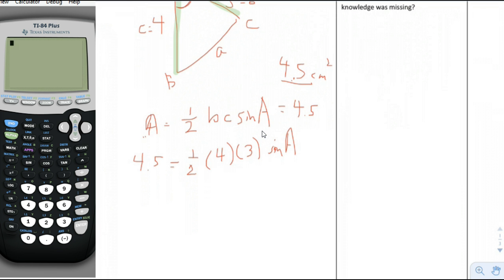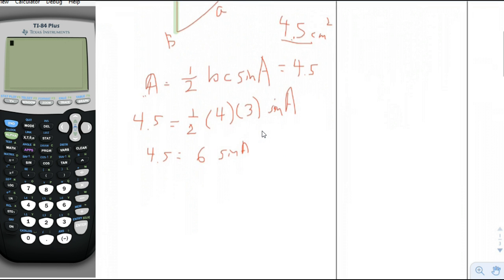Now we're just going to do some algebra. So 4.5 equals 1/2 times 4 times 3, which is equal to 6, and then sine A. And then we want to isolate A. So the first thing we're going to do is divide both sides by 6. We're going to get 0.75 if we divide 4.5 by 6. These cancel out and we get sine of A. So we get that the sine of A is 0.75.